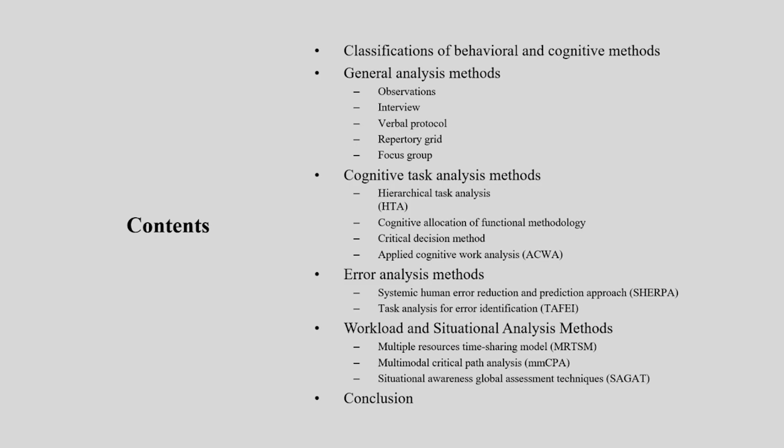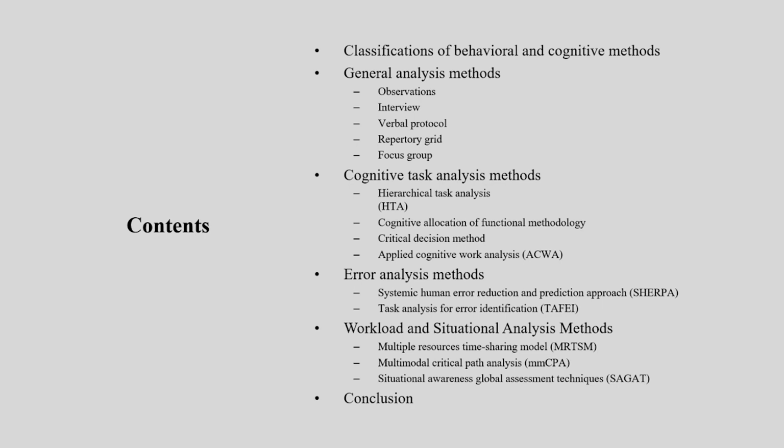Then, under cognitive task analysis, we have hierarchical task analysis, commonly called HTA, cognitive allocation of functional methodology, critical decision method, and applied cognitive work analysis. All these techniques we will learn separately. It's not only this much; we may have some more techniques available. However, these are the common techniques, so we will be discussing these. Apart from that, some more are available, and based on your research interest and study interest, you can definitely find them out.